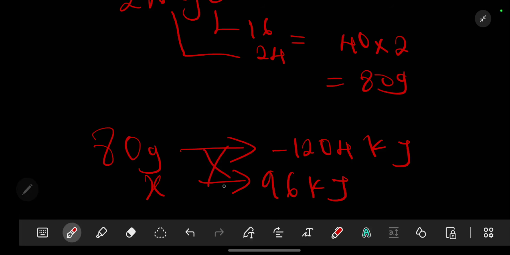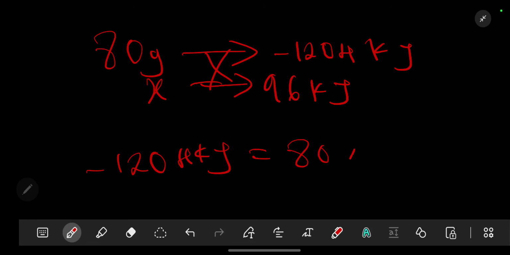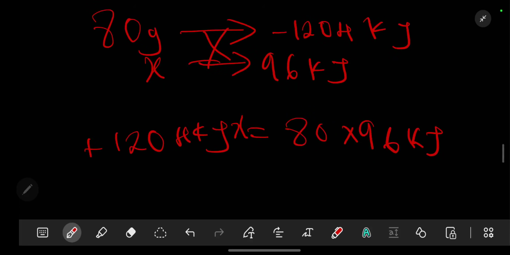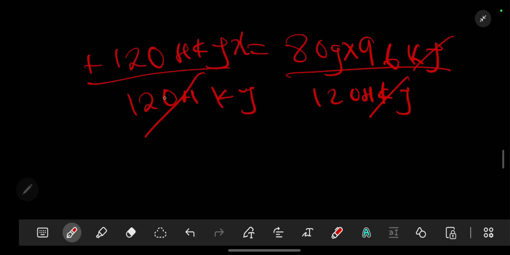So what mass can be able to produce this? You say X, you cross multiply, then this times this, it will be negative 1004 kilojoules should be equal to 80 times the 96. Now if you're finding mass, it can never be negative, so you ignore this. So this will be X. Then divide 1004 kilojoules on both sides. Remember, this is the kilojoule, this is the gram.